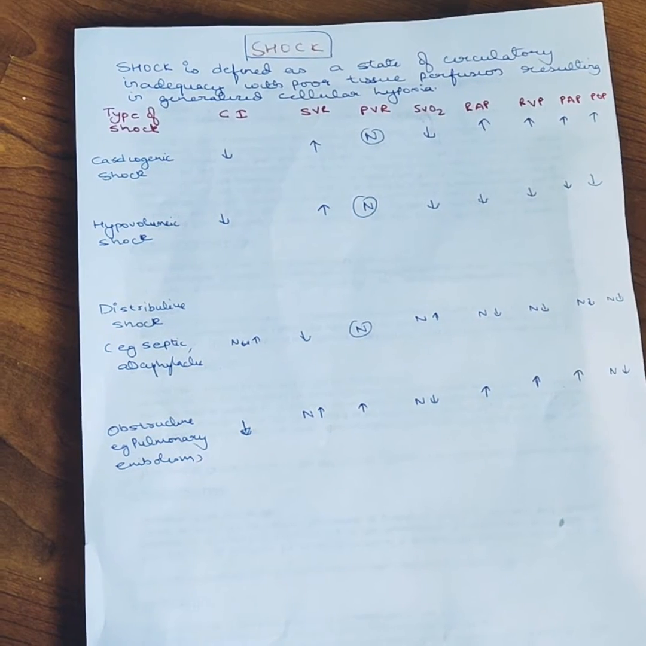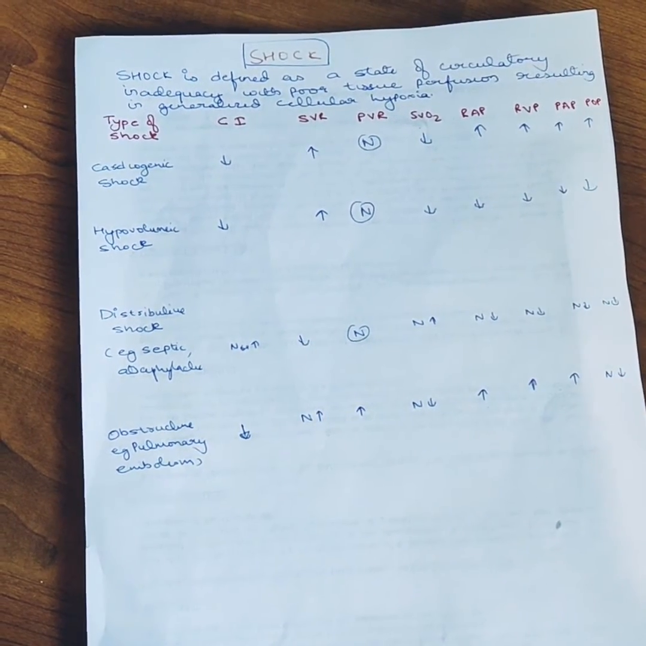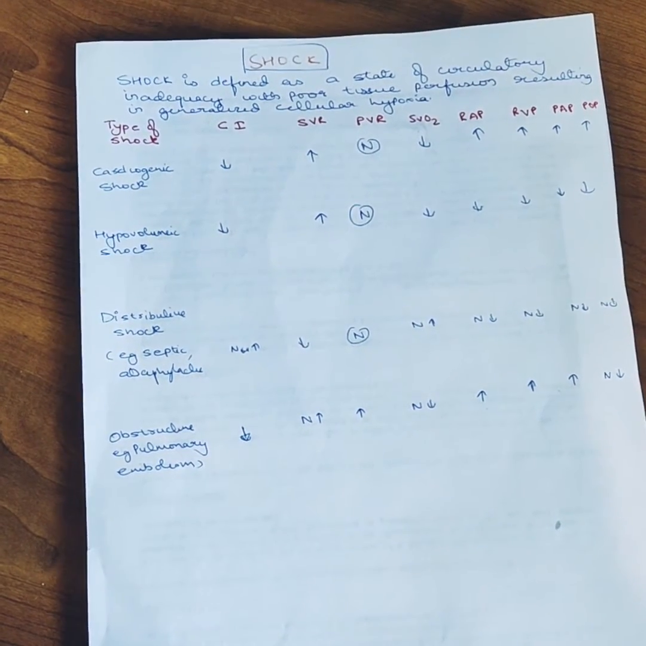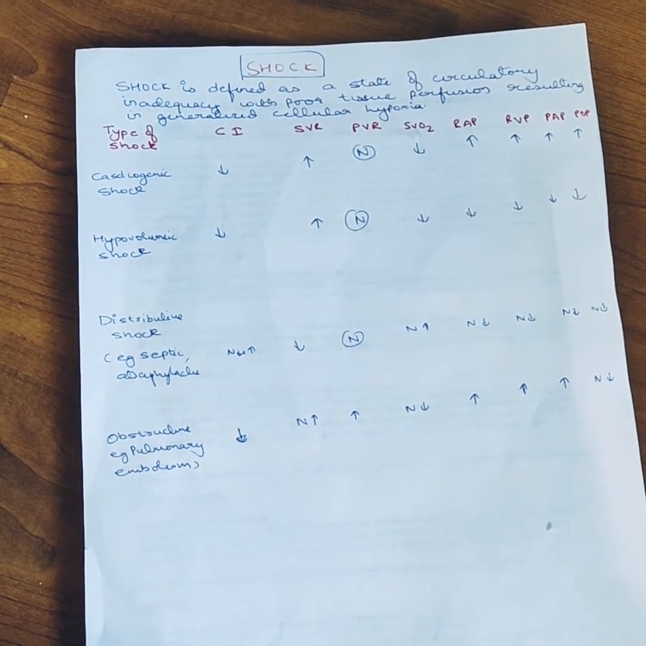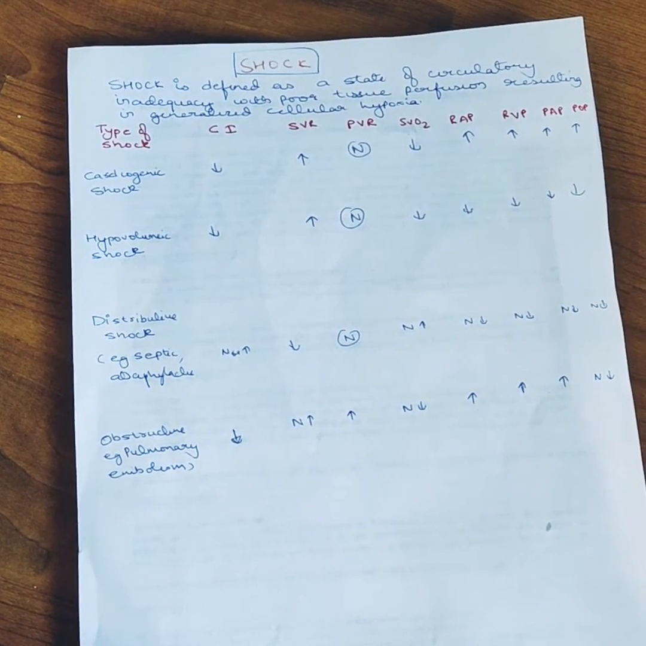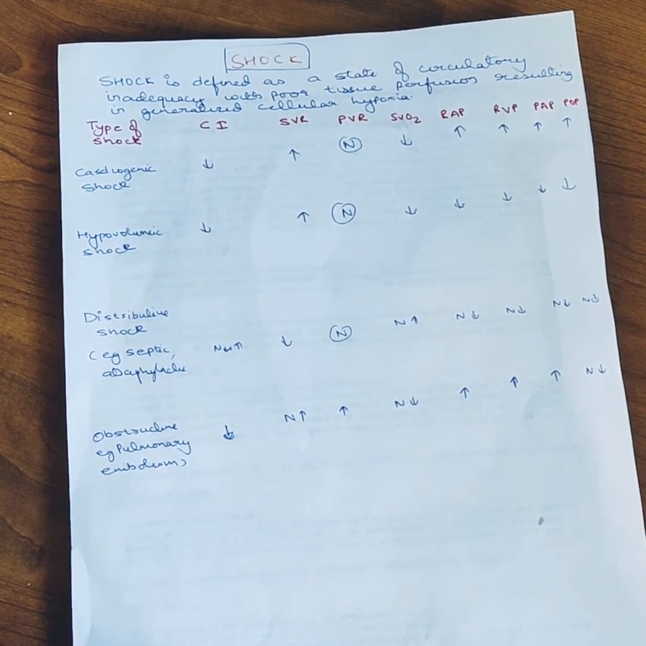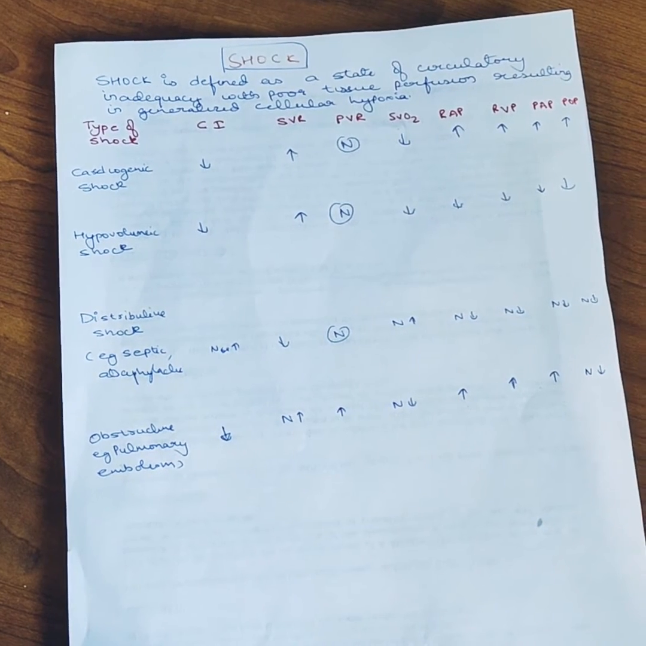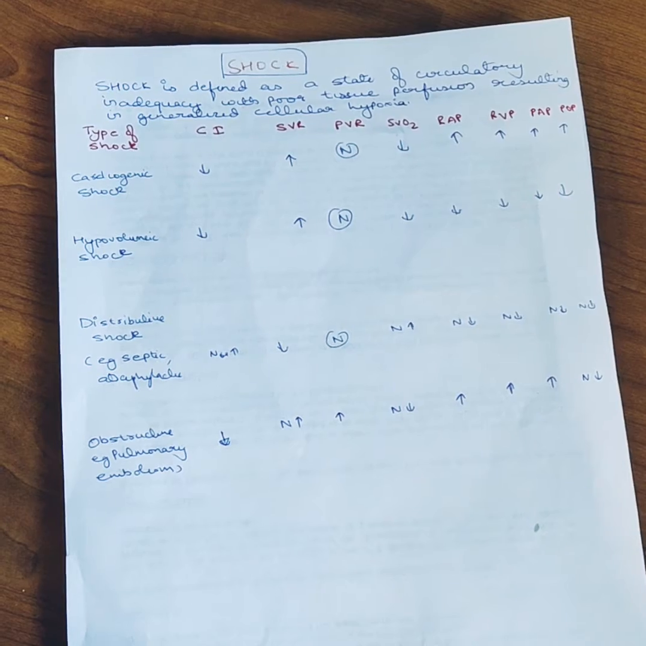There are types of shock. One is cardiogenic, one is hypovolemic, other is distributive, fourth is obstructive. Cardiogenic, when there is some problem with the heart. So obviously the cardiac index will be less, but the systemic vascular resistance will be increased. There is no problem with the peripheral vascular resistance. When there is a problem in the heart, the SpO2 will be reduced, the right atrial pressure will be increased, right ventricular pressure will be increased, the PAP will also be increased, and the pulmonary artery occlusion pressure will also be increased.